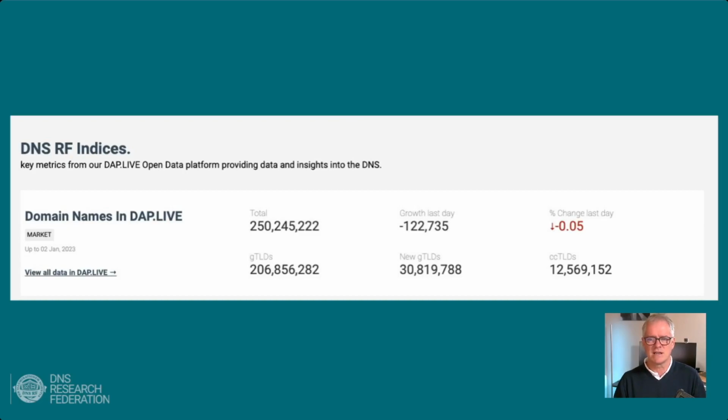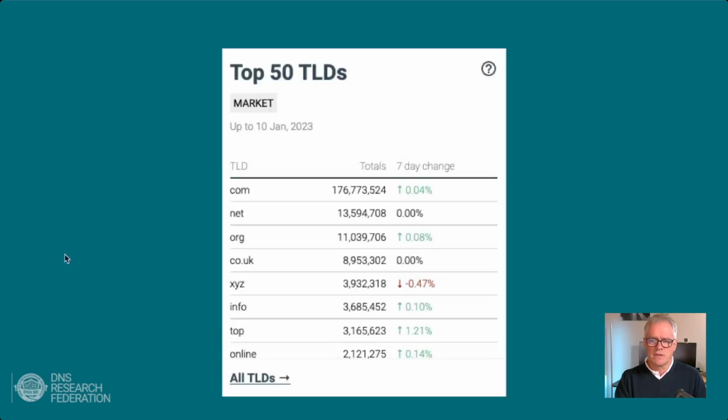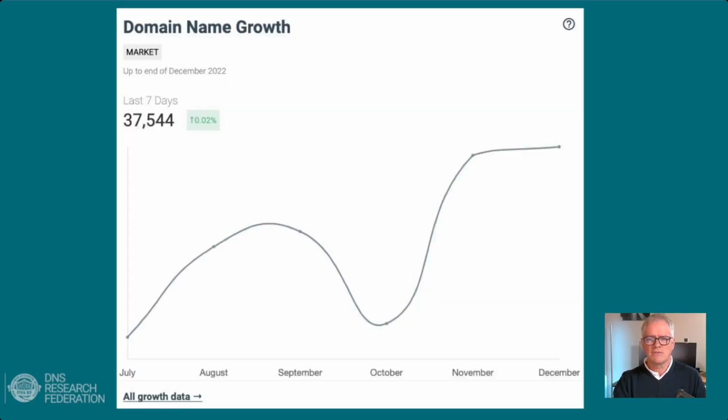So here we can see that in the last day, there's been a slight reduction in the number of domains in our system. And then a breakdown of those types of domains, whether they're new GTLDs, general top-level domains, or country code top-level domains, the number that you can explore in the DAP.LIVE system. The next indice is the top 50 TLDs in our system and the totals of those. An overview of domain name growth, which is a linear chart. This is showing that there was a big dip in October and the delta over the last 7 days.